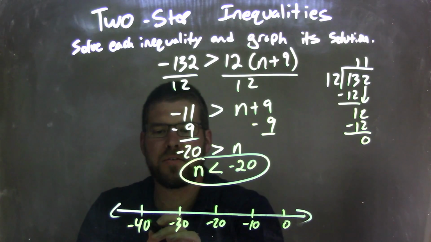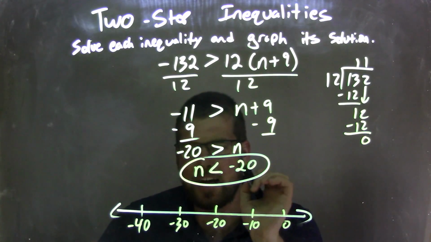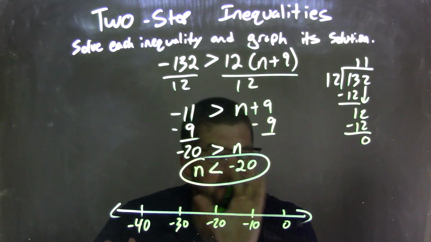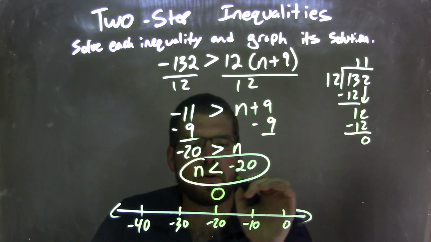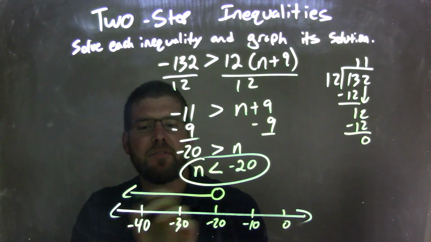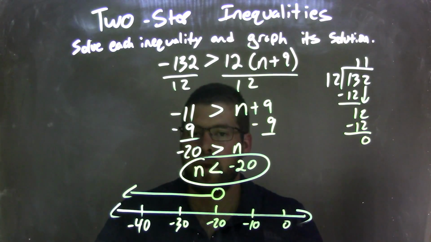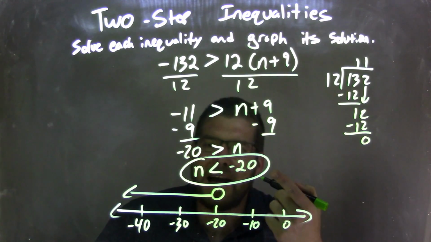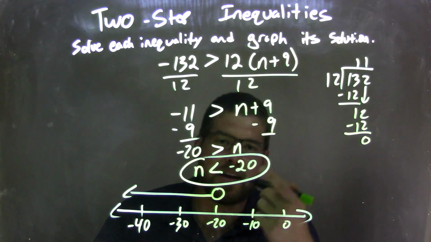Now we said that n is less than negative 20. Since it's not equal to, we need an open circle. So we have an open circle at negative 20, and since n is less than, we shade to the left, or put our arrow to the left there, and there we have it. We have our graph here that matches our answer, which is n is less than negative 20.